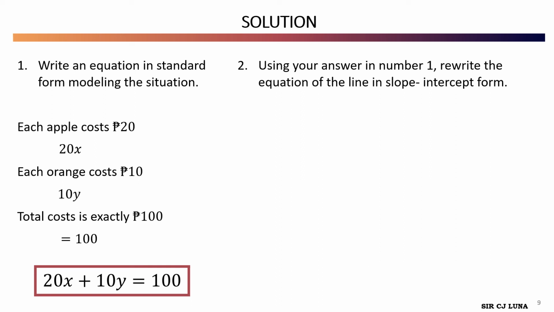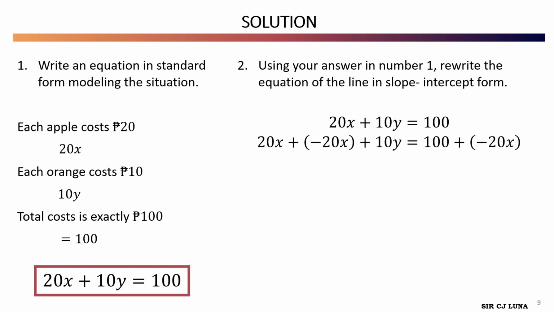So we will rewrite the given linear equation. 20x plus 10y equals 100. Okay, so paano gagawin dito? Kapag sinabi mong slope-intercept form, that is y equals mx plus b. So kailangan matira lang sa left side yung 10y. So anong gagawin mo para mawala yung 20x? Very good, we will add negative 20x to both sides. And then simplify. We now only have 10y equals negative 20x plus 100.